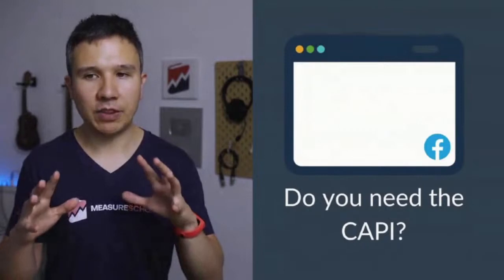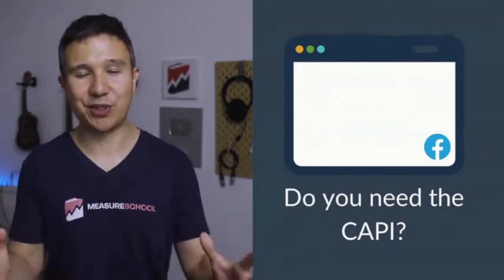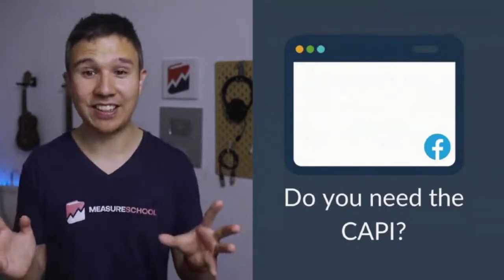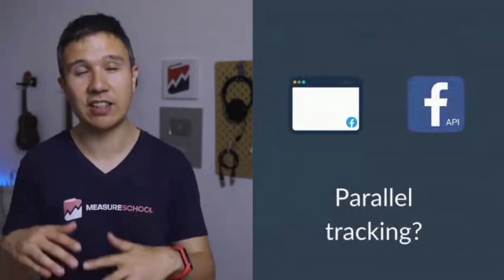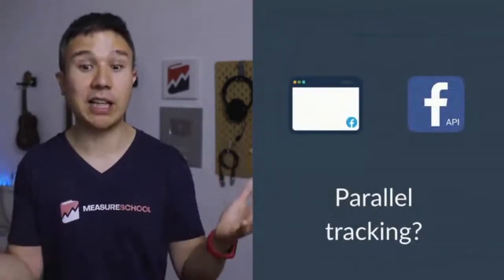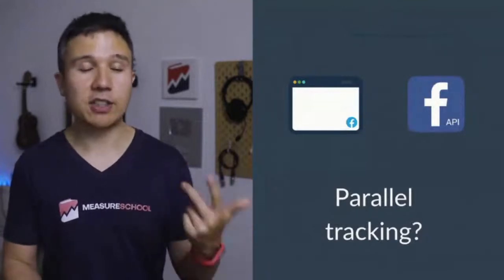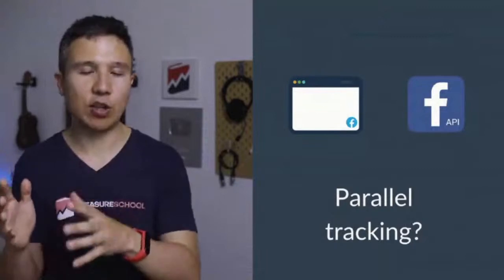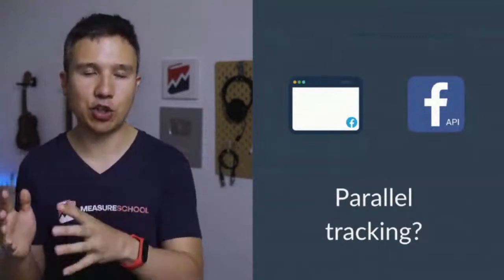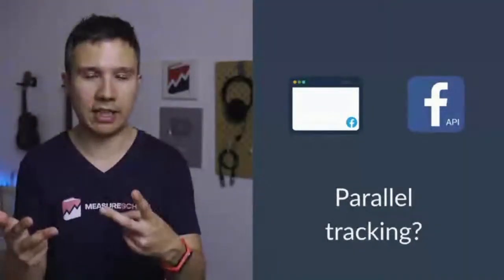So that's why I want to give you just this question at the beginning. Do you actually need it? Think about it, and is it actually worth it? So another consideration here is, are you doing parallel tracking? Facebook actually still recommends to have the Facebook pixel installed and then also sending data over via the Facebook Conversion API. So double tracking, essentially.